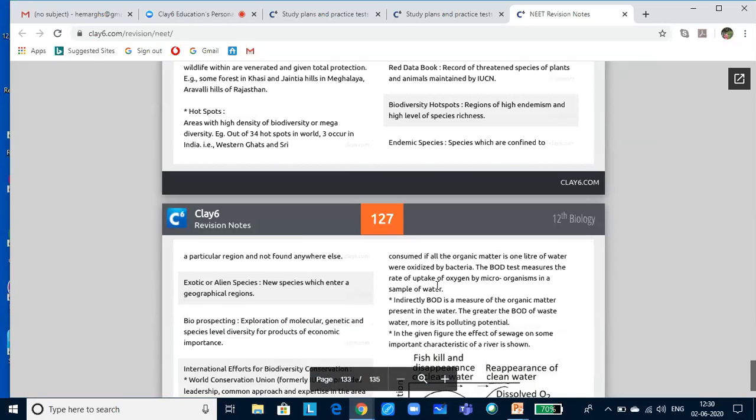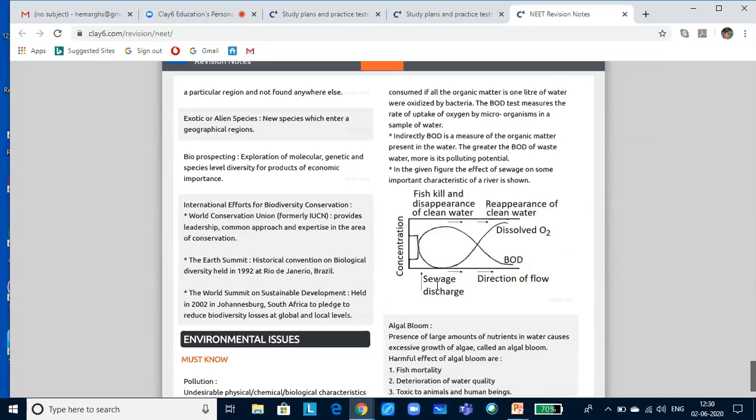Exotic or alien species are new species which enter a geographical area. Now, the last part is bioprospecting, that is exploration of molecular, genetic, and species level diversity for products of economic importance. So these are the concepts we are supposed to cover in this lesson, which is very important. As I said, you should know the names of some of the important zoos, sanctuaries, and national parks, and the state where they are, and which animal is protected in those national parks and sanctuaries. All this list you need to prepare so that questions can be asked from them also.